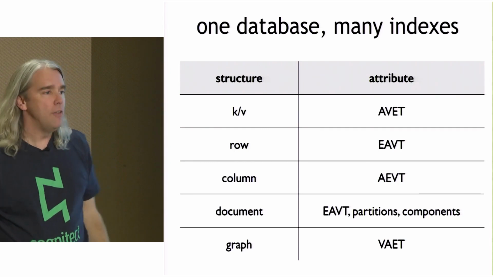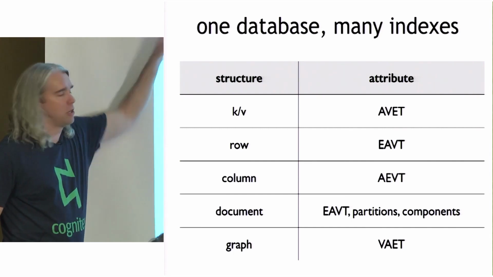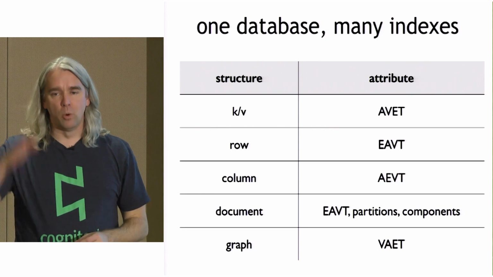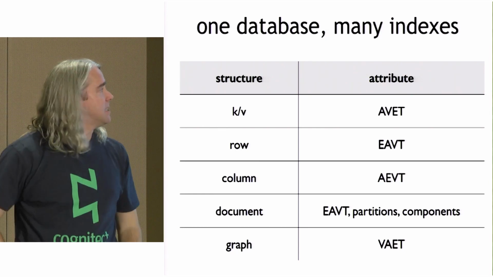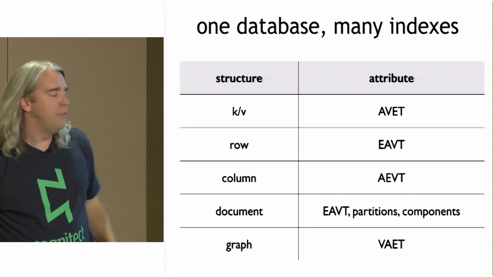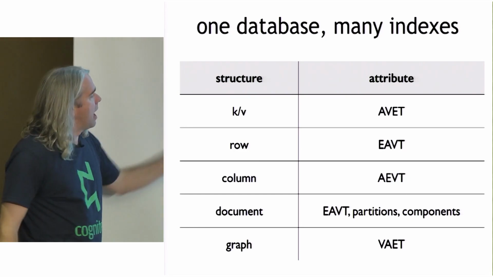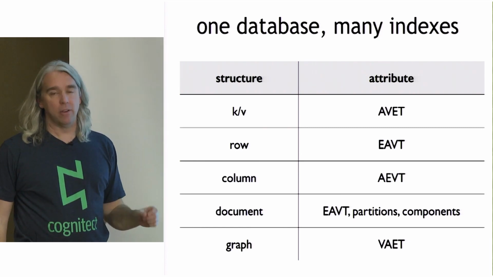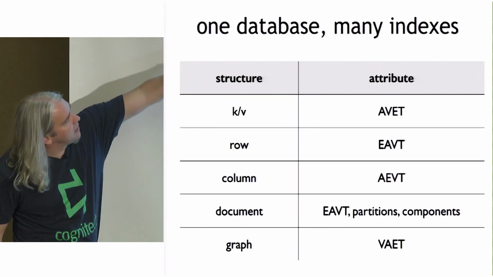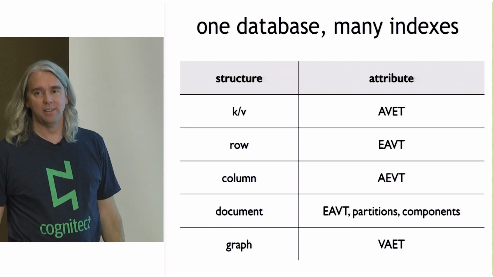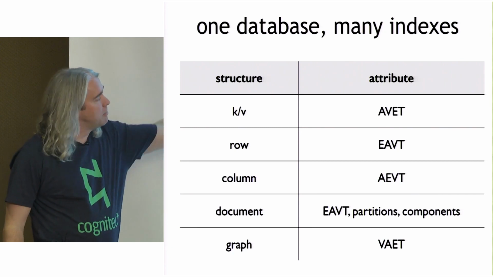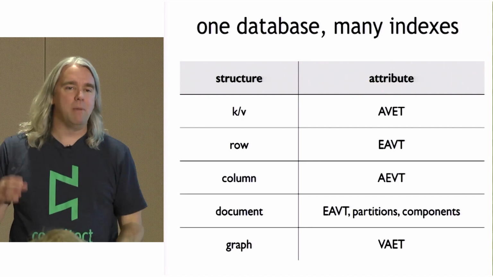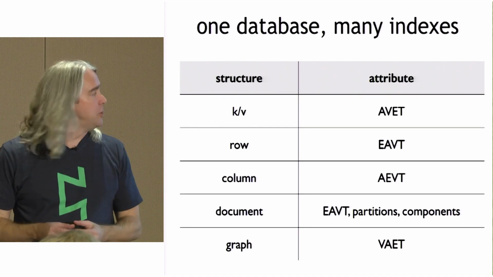It's called AVET. If you want to look up all the information about an entity, like a row in a traditional SQL database, then you want an entity leading sort, sorted first by entity, so everything about Stu is all in one place. That's EAVT. If you wanted an analytics style column database, then you want all the attribute values that are the same together. So you want to be attribute leading, but you don't necessarily care about sorting the values, so you might be happy to group the entities together. That's AEVT. That would let you process all the emails and send something to all of them without touching any other part of the database.